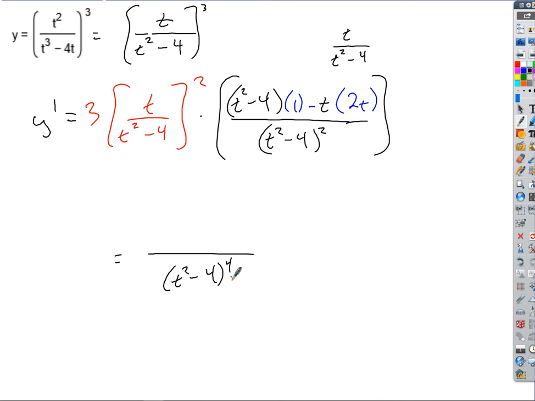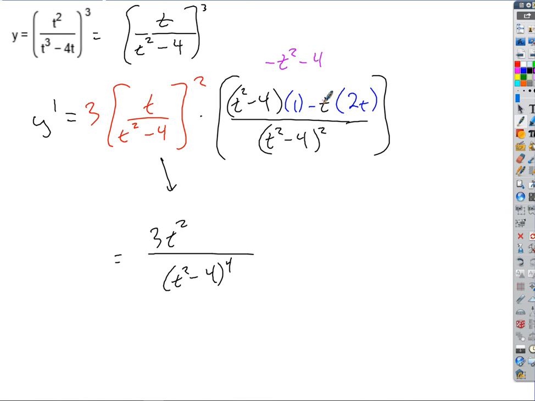Okay, on the top, what contributions do I get here? Well, I'm going to get a 3 times a t squared from that part, right? And then up here I can probably do some simplification. So what am I going to get? If I just combine like terms, this is pretty simple, right? I'm going to get t squared minus 4 minus 2t squared. So negative t squared minus 4, okay?